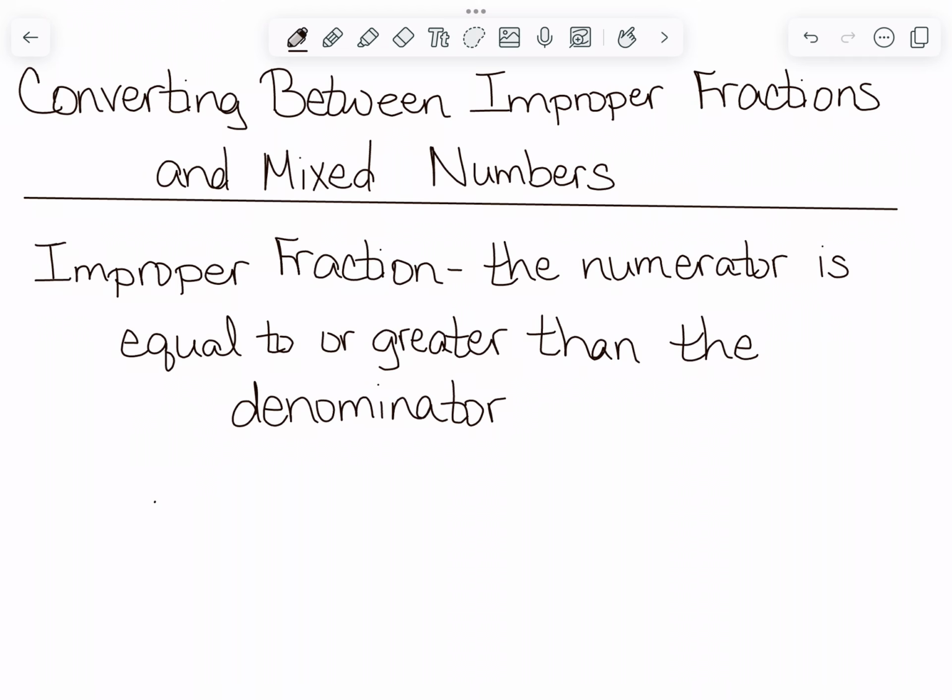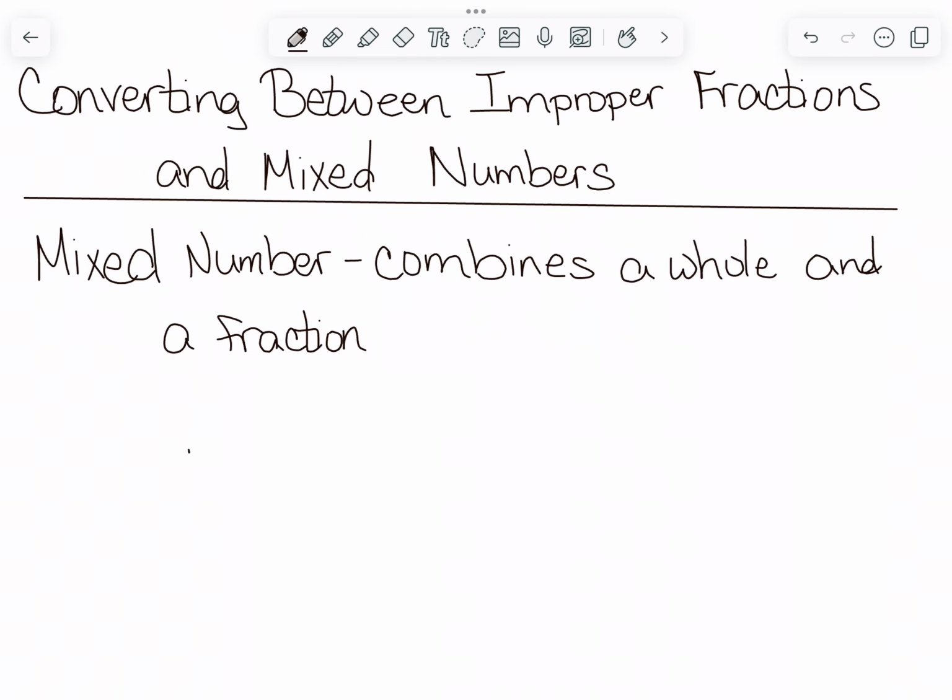First, an improper fraction. This is a fraction where the numerator, the top number, is equal to or greater than the denominator. So things like 7/3. This means we have more than one whole. A mixed number, on the other hand, combines a whole number and a fraction, like 2 and 1/3. So both this 2 and 1/3, the mixed number, and the 7/3 we saw earlier, the improper fraction, represent the same amount. They're just written in different ways.